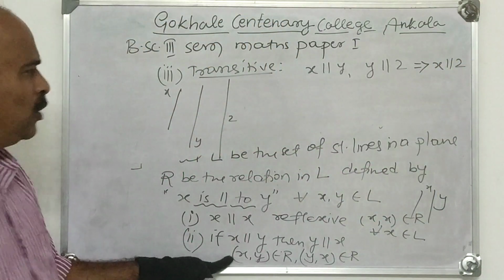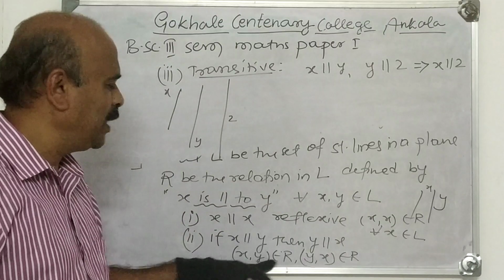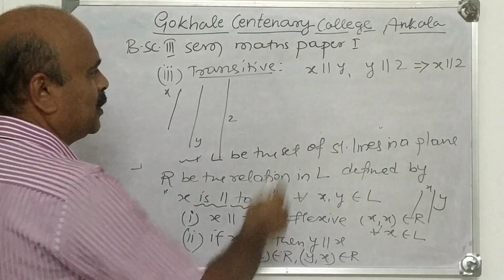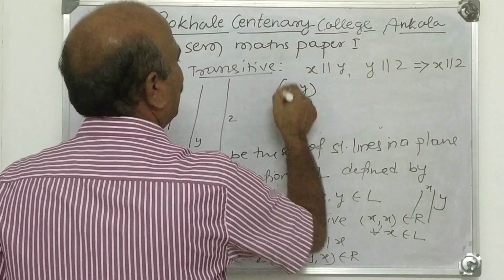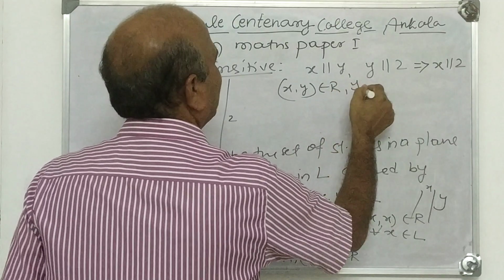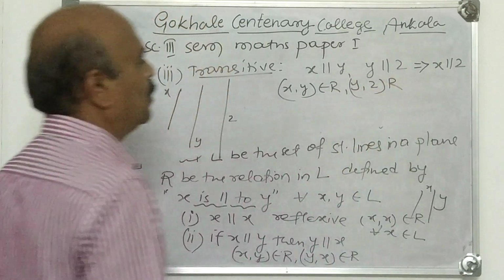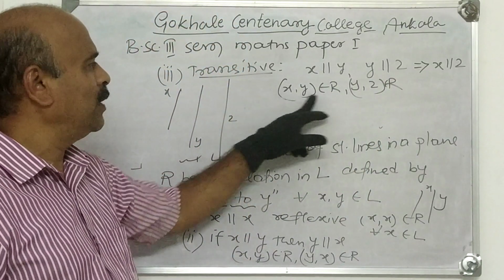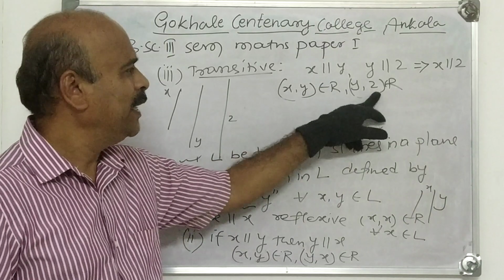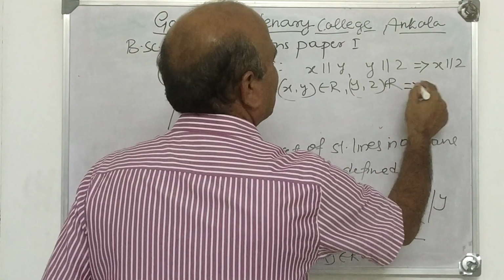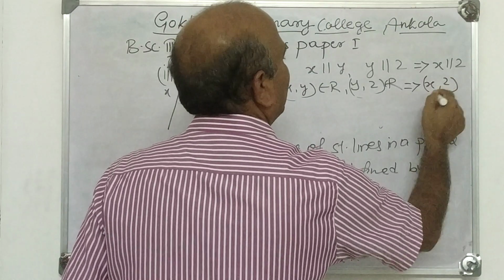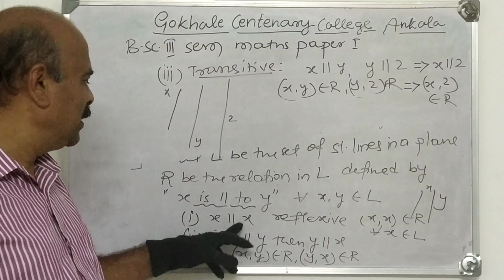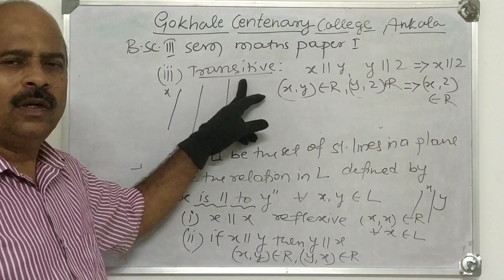In terms of our notation, mathematics has its own language. We have to use this mathematical language. How do you express this? (x, y) belongs to R, (y, z) belongs to R. What do you mean by (x, y) belongs to R? Relation here is parallel. Therefore, X is parallel to Y, Y is parallel to Z, implies X is parallel to Z. Therefore, it is transitive also. Hence, the relation is reflexive, symmetric, transitive.